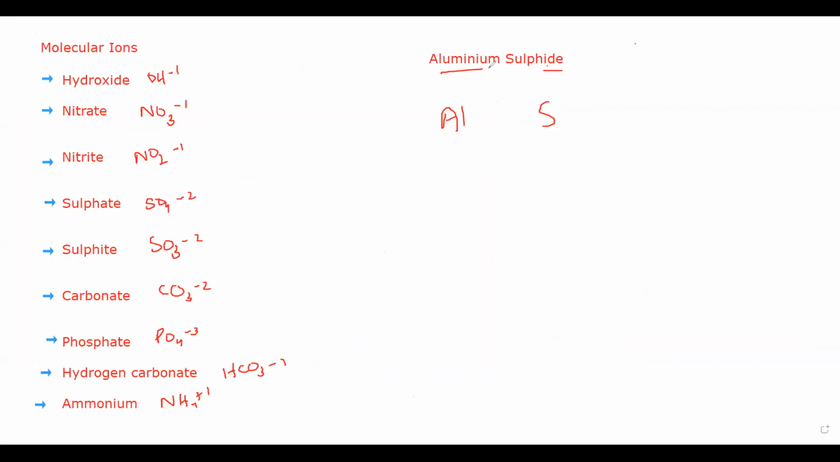So when we write the formula for aluminium sulfide, aluminium is plus 3 and sulfur is minus 2. It is already simplified. You cannot further simplify this. Sulfur's chemical symbol is S. So we cross multiply. This 2 with the sulfur will come with aluminium, and this 3 with aluminium will come with sulfur. So the formula for aluminium sulfide will be Al2S3.